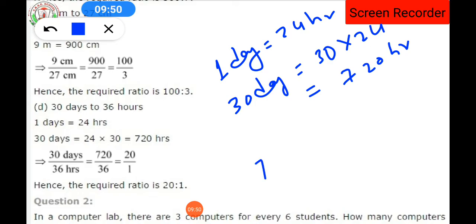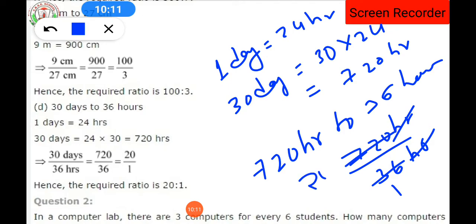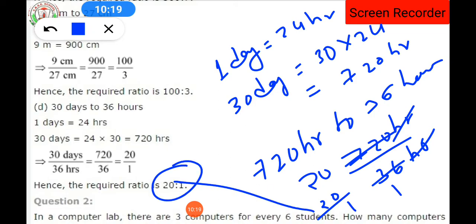Now we can see that 30 days is converted into 720 hours, and we are comparing it to 36 hours. Both have the same unit, so 720 hours upon 36 hours. The hours will get cancelled from the numerator and denominator, and 36 ones are 36, 36 twenties are 720. So what is the ratio in the form of fraction? We have 20 upon 1. Writing this, we get 20:1 in the ratio form. So the ratio of 30 days to 36 hours is 20:1.